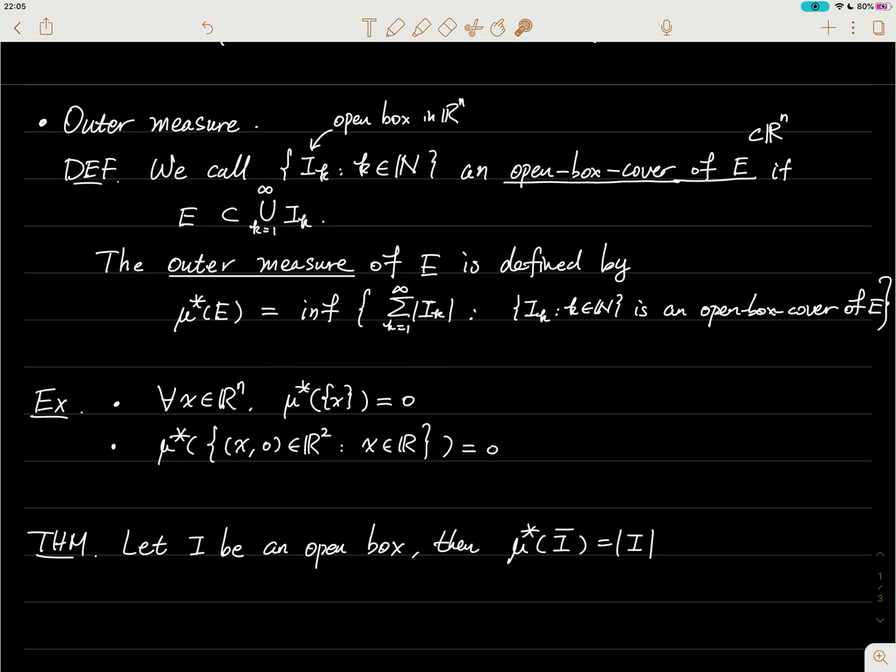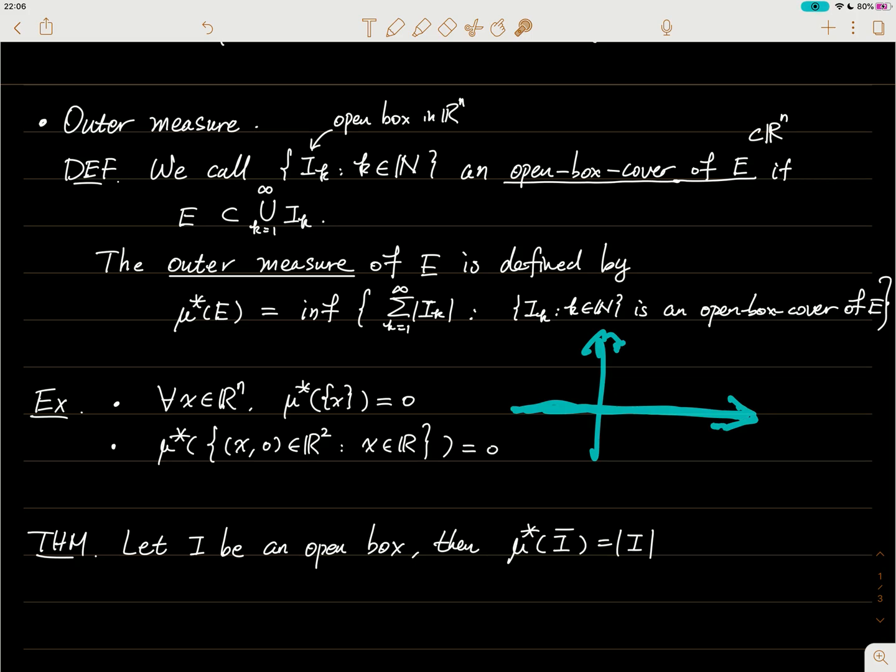Not only that, the second example is a very simple one. In R^2, the set inside the parentheses is the x-axis, as you can see. The y takes the value 0, and the x value is any real number. So that's essentially just the real line in R^2. And I claim that this real line has an outer measure equal to 0.